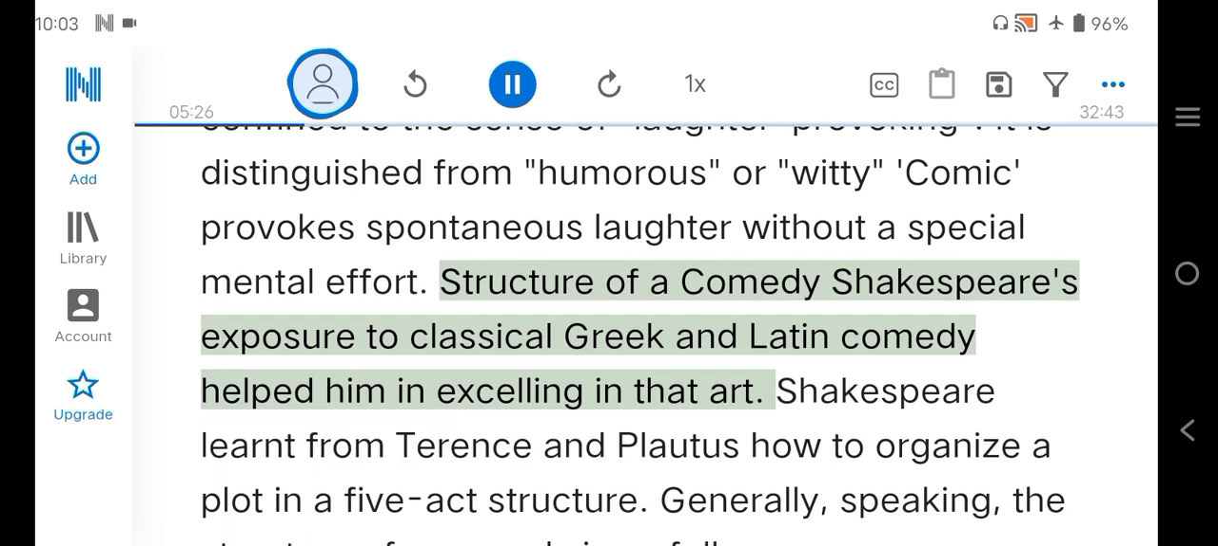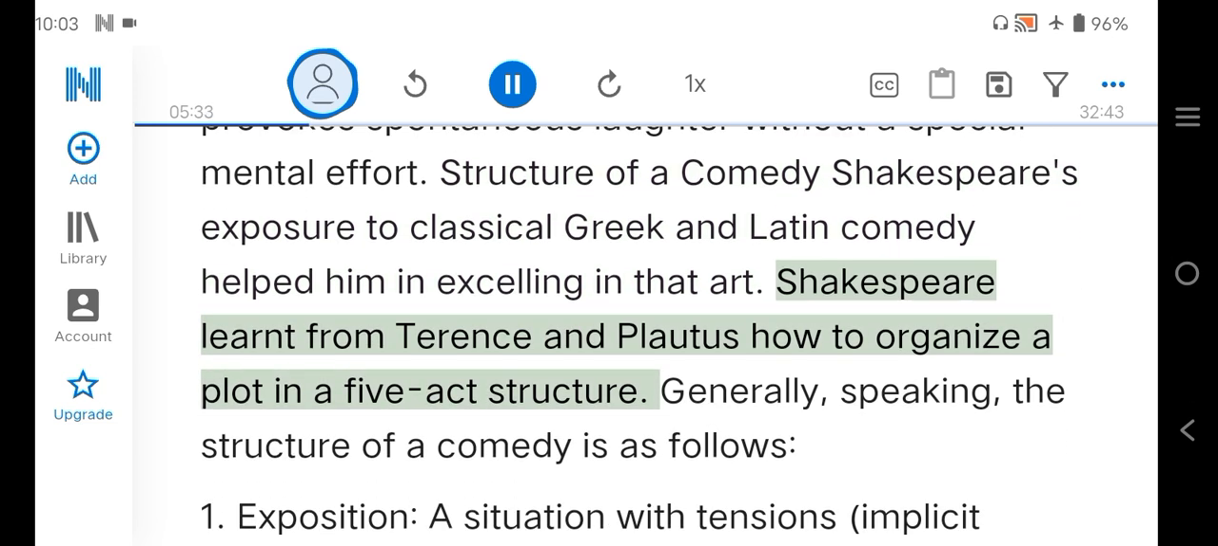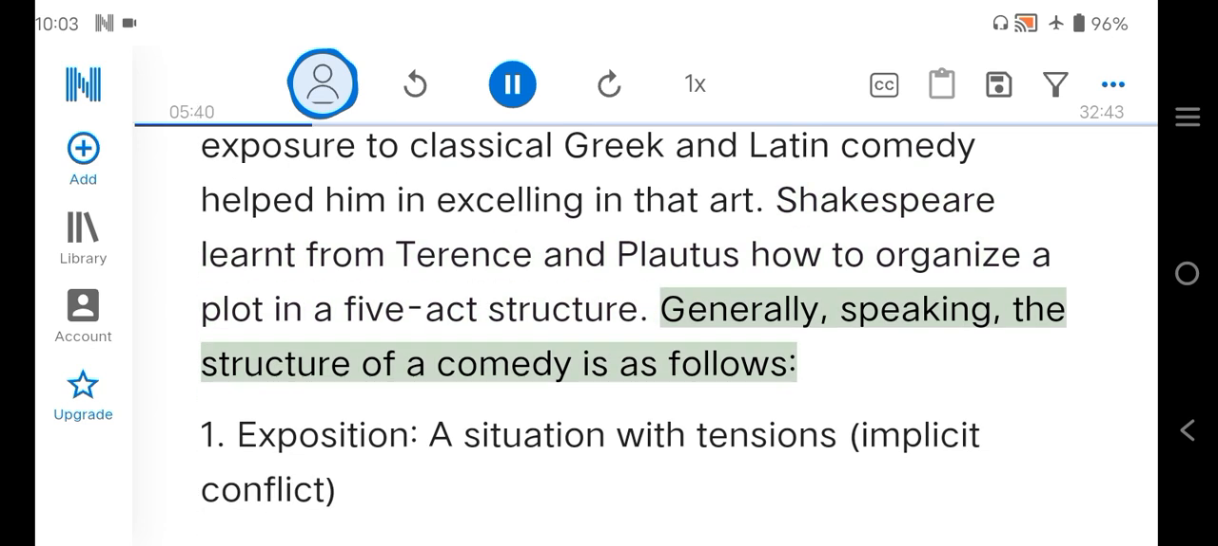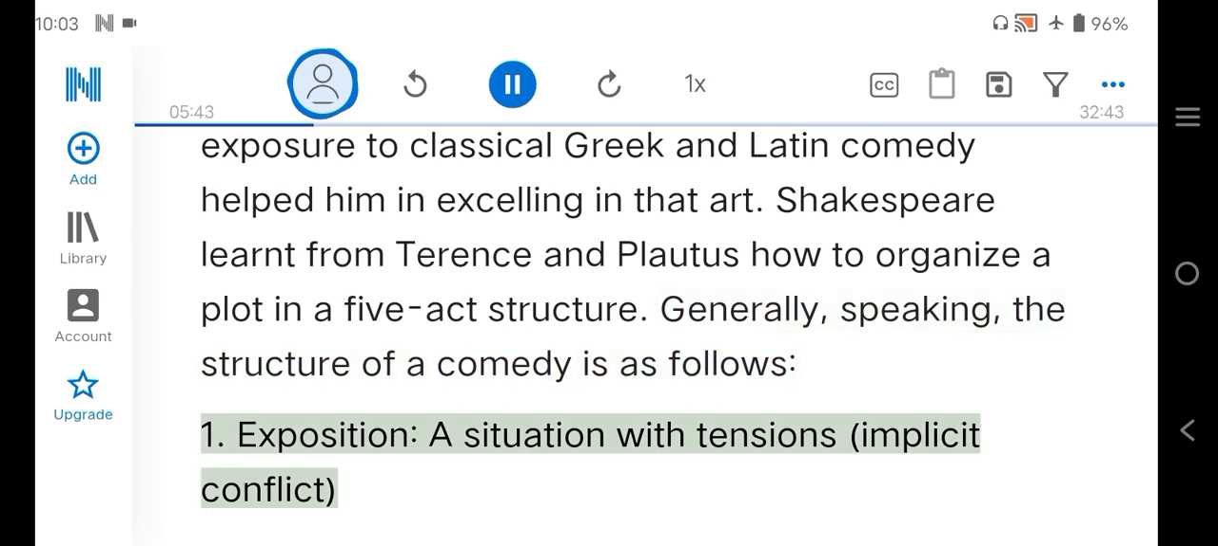Structure of a comedy. Shakespeare's exposure to classical Greek and Latin comedy helped him in excelling in that art. Shakespeare learned from Terence and Plautus how to organize a plot in a 5-act structure. Generally speaking, the structure of a comedy is as follows.